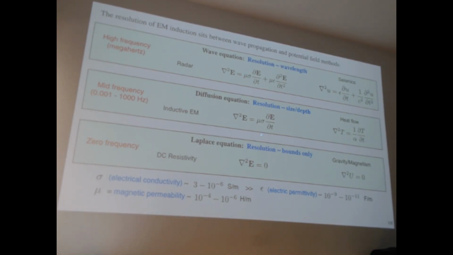If I go to zero frequency, this term goes away, and I'm left with Laplace's equation, which is the gravity magnetism equation. I can say this in public, but there's no resolution in zero frequency gravity magnetism. You can only talk about bounds on depths, bounds on size. That's very poor resolution. You can explain any given gravity observation with a near surface variation in depth. So it has no depth resolution. But we have depth resolution for the skin.